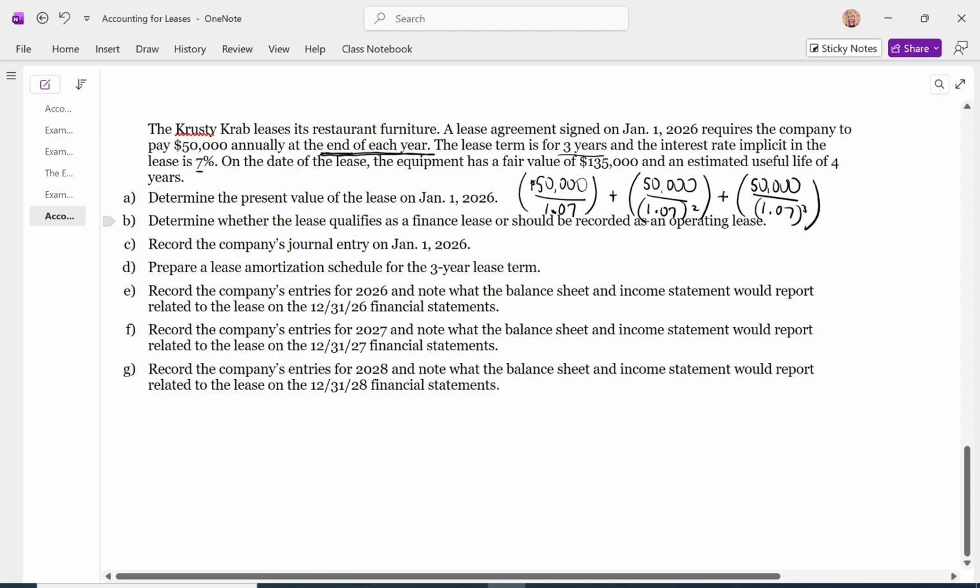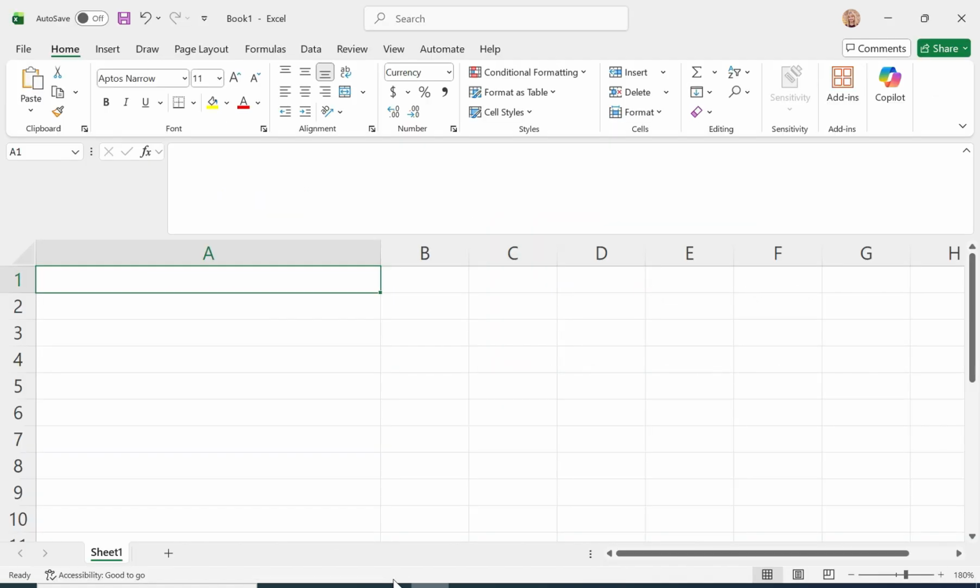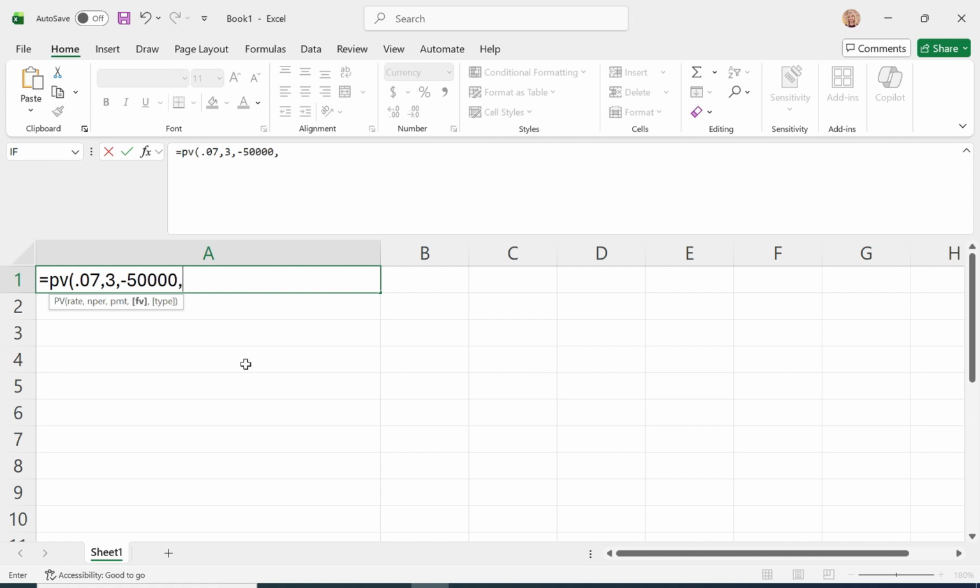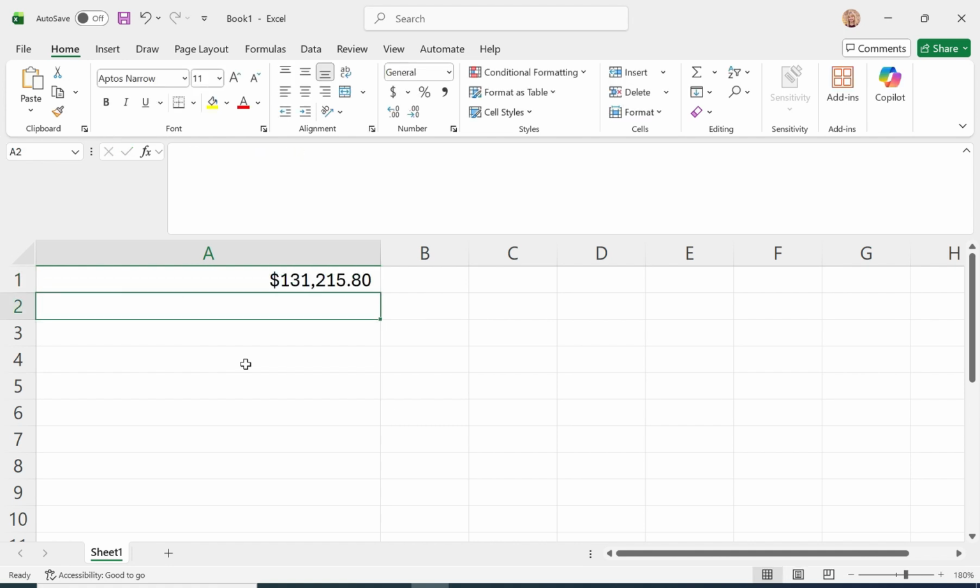Now, we don't need to actually do all of this out. One thing we can do is use Excel and say, take the present value, interest rate of 7%, 3 periods, the payment is 50,000, the value at the end of the lease is 0, and the payments are made at the end of the year. And that will get us $131,216.